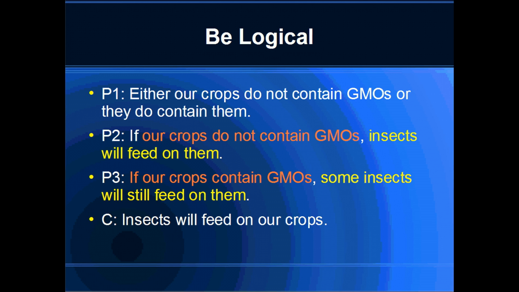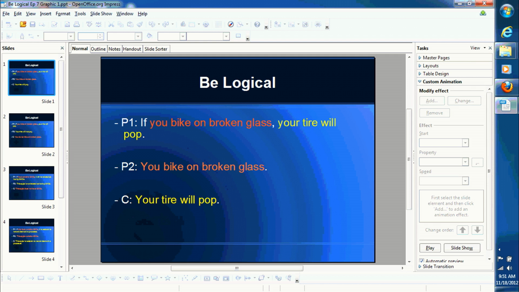And that concludes this discussion on conditional syllogisms, two valid types of conditional syllogisms, and how they apply to a discussion on GMOs.